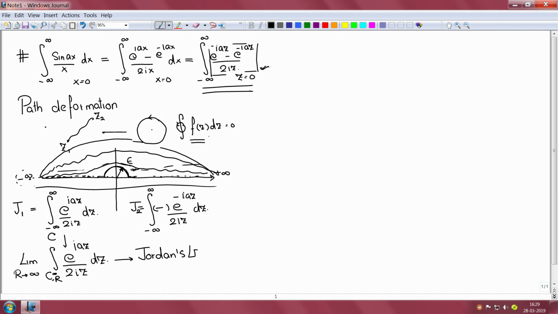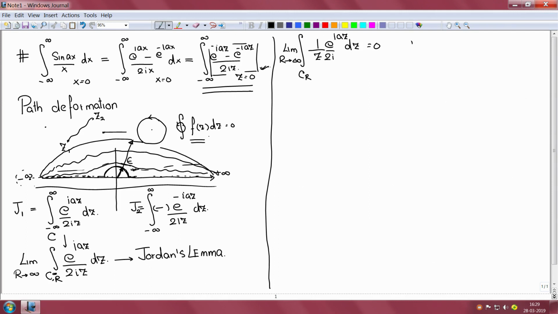Conditions of Jordan's lemma apply to this, okay. We have a function 1 over z which uniformly goes to 0 as the circular arc acquires the radius r tending to infinity, and hence e to the power i a z, this 2i is just a constant, the integral over that circular arc, limit r tending to infinity, dz must be equal to 0, and a is positive. So this part is 0, one part is 0.